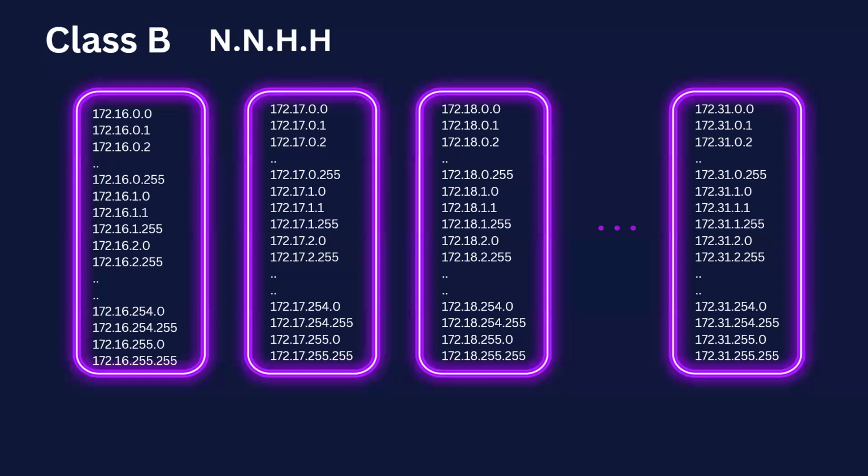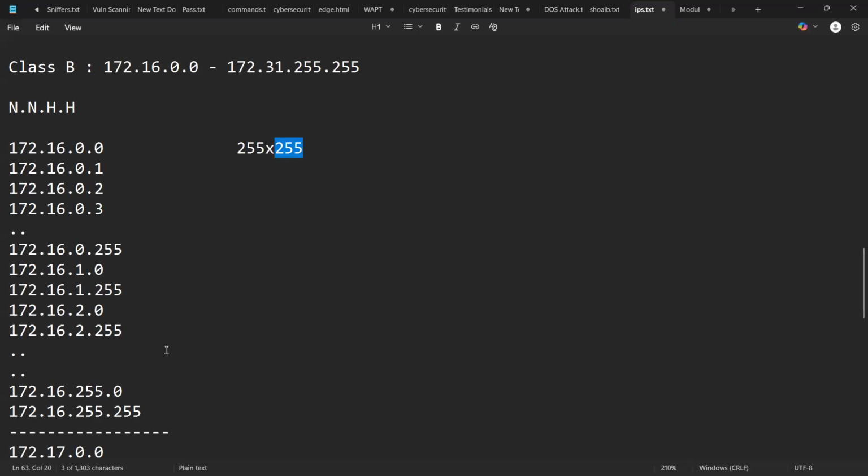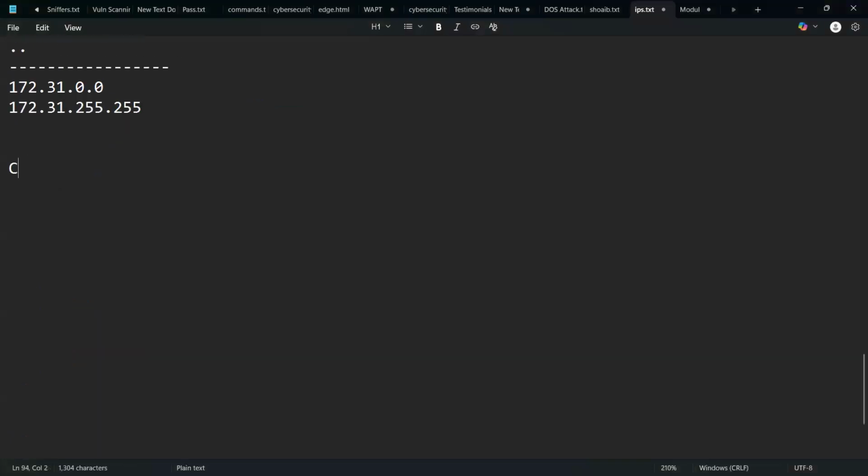Moving on, finally we come to class A now. Class A has one network portion and three host portions. And where does class A start? Class A starts at 10.0.0.0 and goes all the way up to 10.255.255.255. So now the last three portions are all host portions.